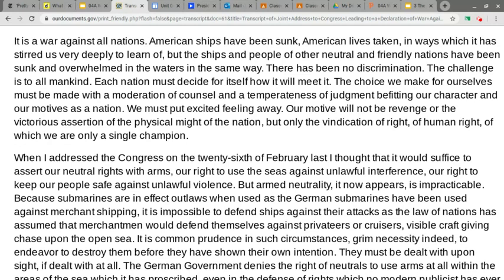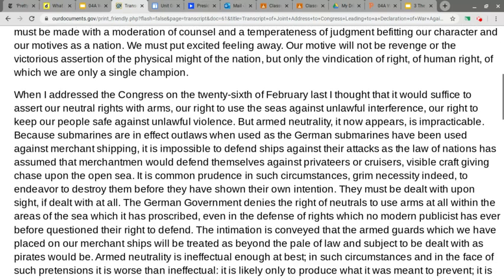Again, to pause. What a beautiful sentence. It's inspiring to read a speech from a president that is this eloquent and thoughtful. Wilson is really doing his very best to let people know this is why we have to do this. This is why we don't have a choice in declaring war.